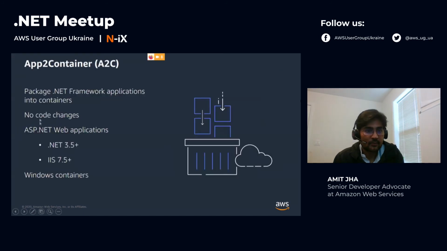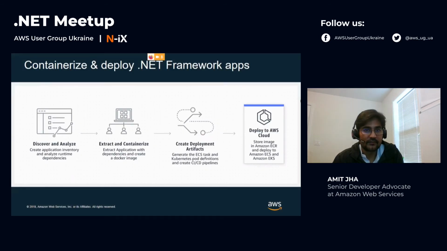App2Container, again, run it on your IIS boxes. It will auto crawl, find all the websites, and give you the ability to deploy them on AWS ECS containers.